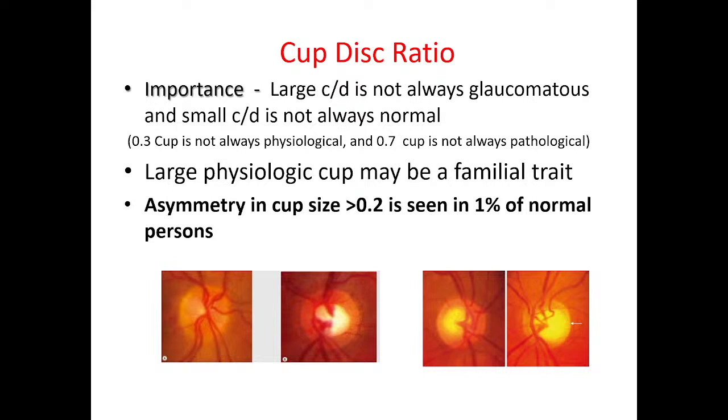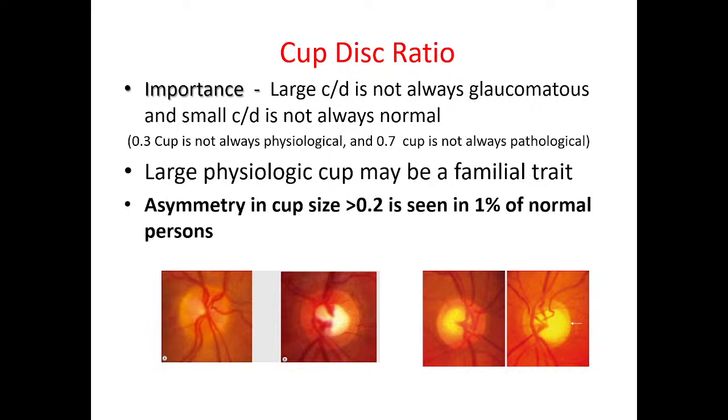This I already told you, a large CD ratio is not always glaucomatous, and a small CD is not always normal. It depends on the size of the disc. A large cup may be a familial trait, so we have to examine the parents also. This child has come with a very large 0.8 cup. It could be glaucomatous because very little neuroretinal rim is left, but it can be a familial trait, so we have to examine the family members also.